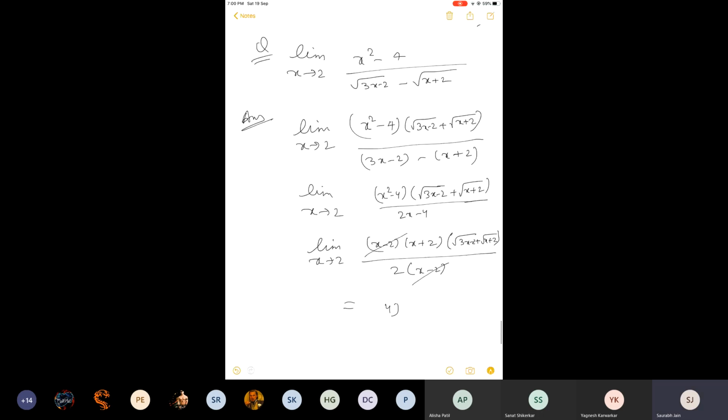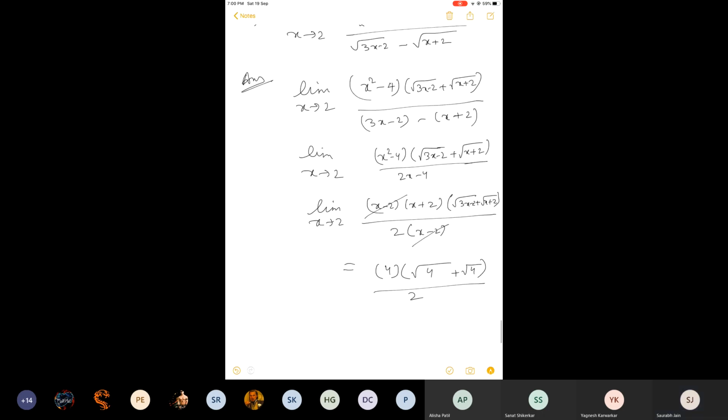So the first part will be 2 plus 2, that is 4. The next part will be 3 into 2, that is 6, and 6 minus 2 is 4. Next is 2 plus 2, that is root 4, and in the denominator we have 2. So this comes out to be 2 plus 2, that is 4, times 4 by 2. 16 by 2, that is 8. Okay, a mix of both factorization as well as rationalization.